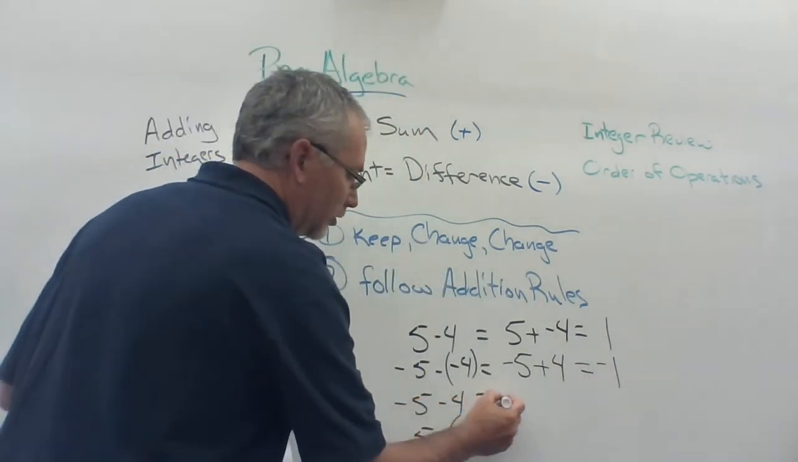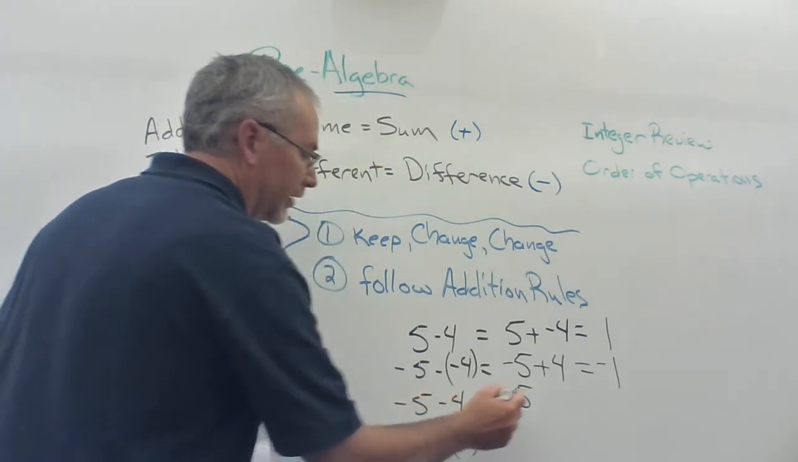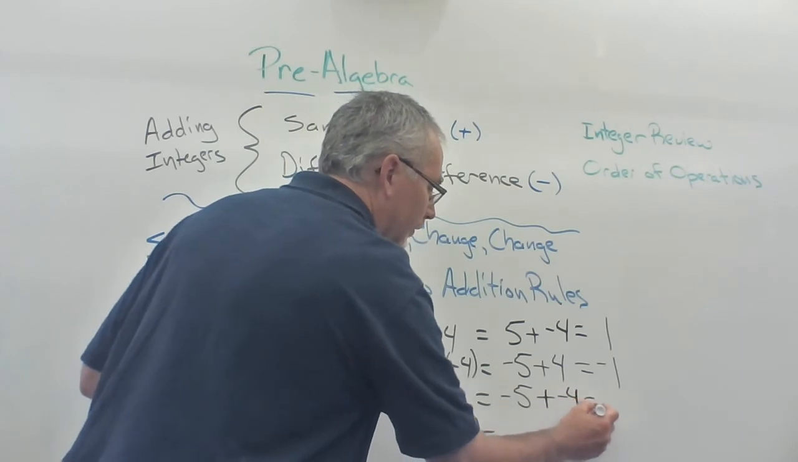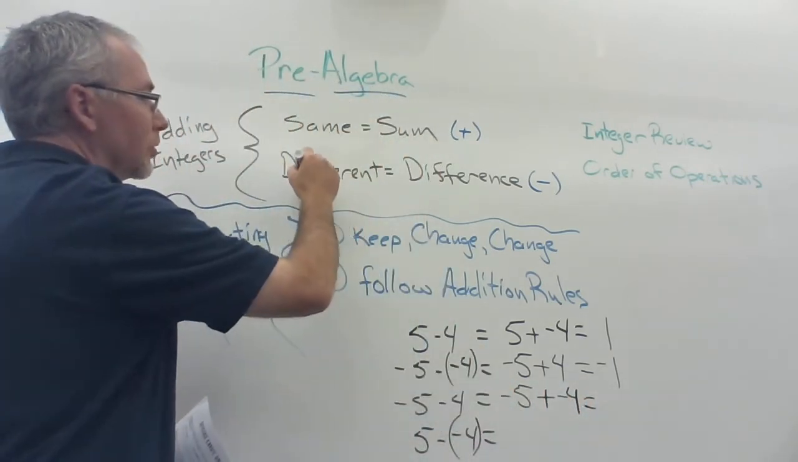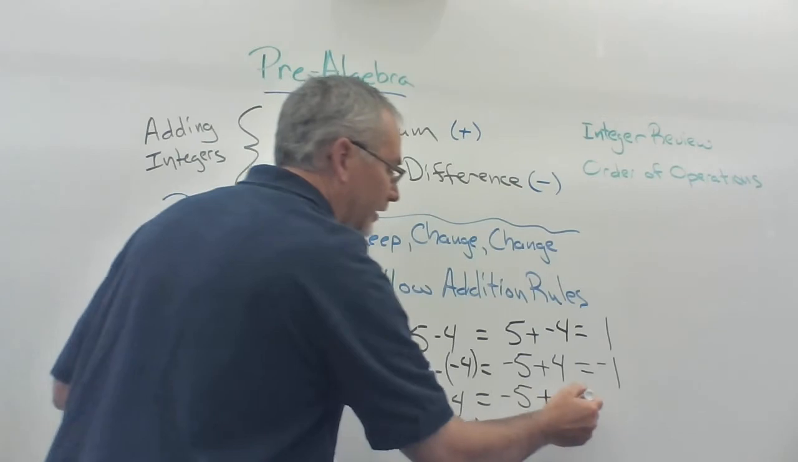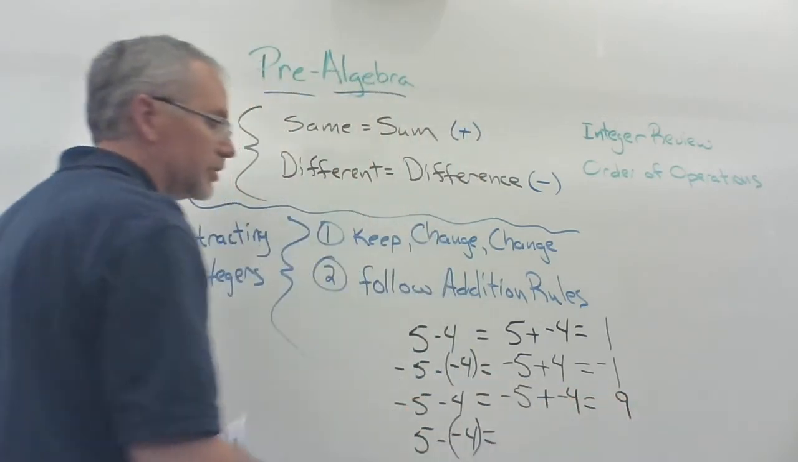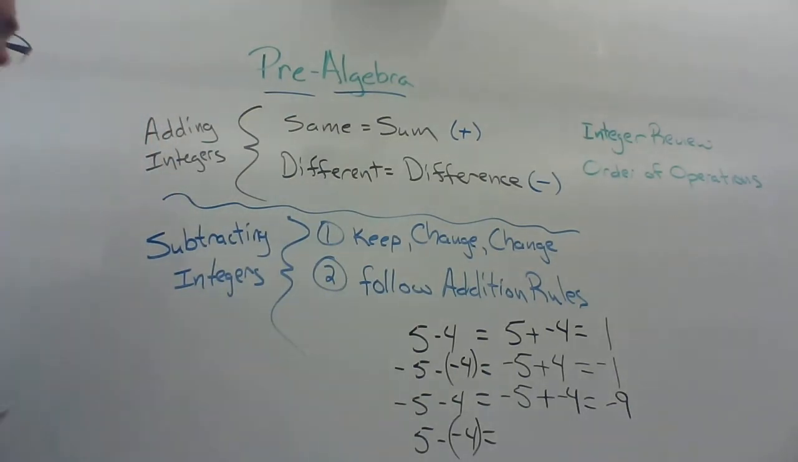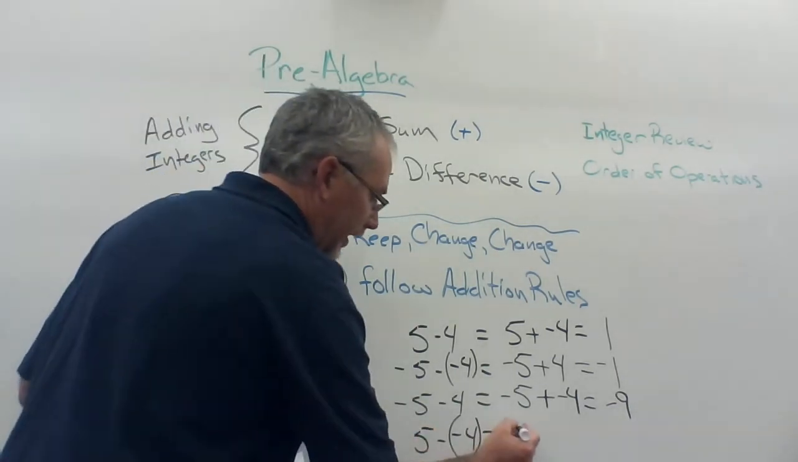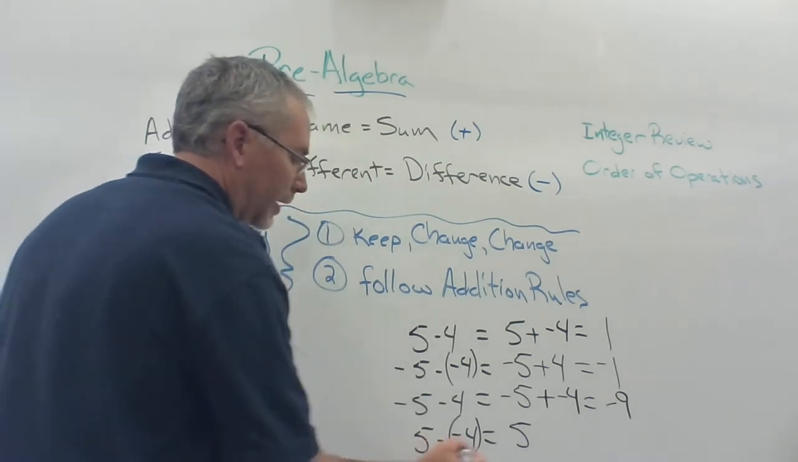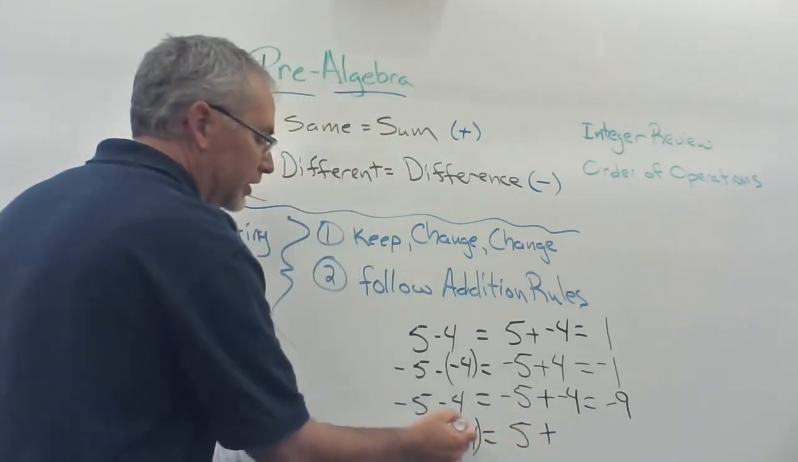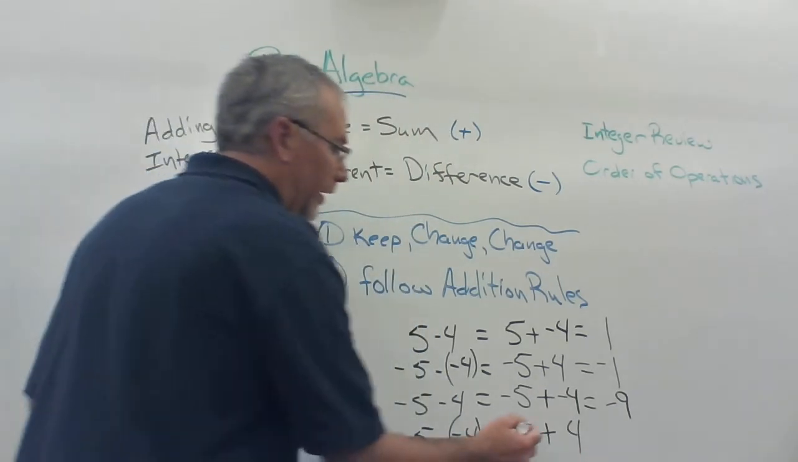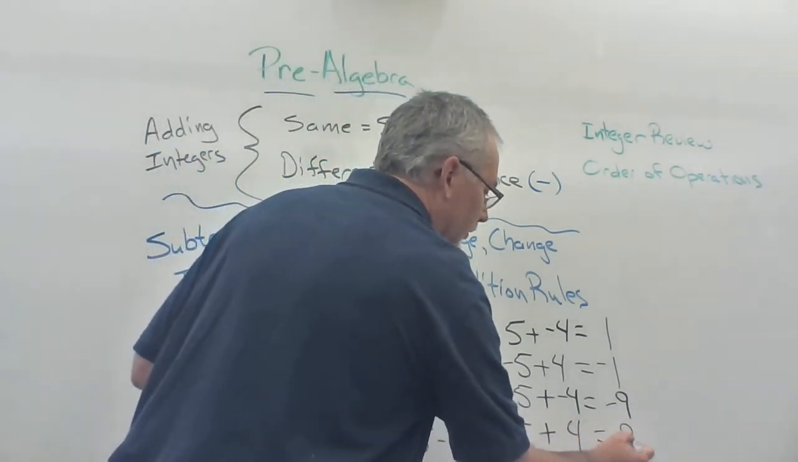Hopefully you're catching on a little bit. I keep the negative 5. My minus becomes plus. The opposite of 4 is negative 4. I go back to my addition rule. The signs are the same, which means I add the two. The sign they share is negative. And then finally, my last one, I keep the first number, which is 5. My minus becomes plus. My change of my negative 4 becomes 4. So now I end up with 5 plus 4, which equals 9.